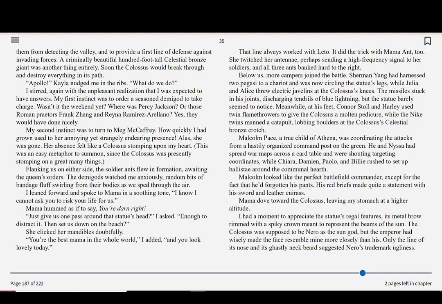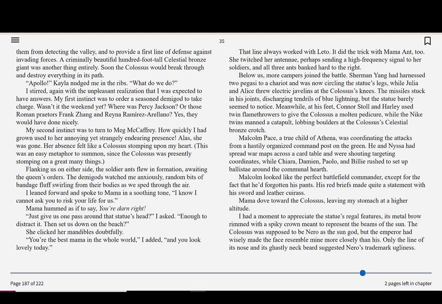Sherman Yang had harnessed two Pegasi to a chariot and was now circling the statue's legs, while Julia and Alice threw electric javelins at the Colossus's knees. The missiles stuck in his joints, discharging tendrils of blue lightning, but the statue barely seemed to notice. Meanwhile, at his feet, Connor Stoll and Harley used twin flamethrowers to give the Colossus a molten pedicure, while the Nike twins manned a catapult, lobbing boulders at the Colossus's celestial bronze crotch. Malcolm Pace, a true child of Athena, was coordinating the attacks from a hastily organized command post on the green. He and Nyssa had spread war maps across the card table and were shouting targeting coordinates. My goodness, why is that hard to say? Kiara, Damien, Paolo, and Billy rushed to set up ballistae around the communal hearth. Malcolm looked like the perfect battlefield commander, except for the fact that he'd forgotten his pants. His red briefs made quite a statement with his sword and leather cuirass.